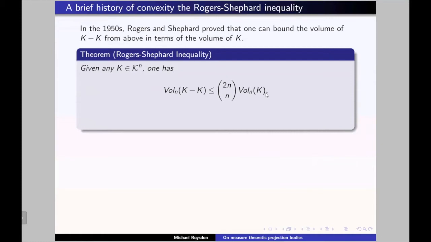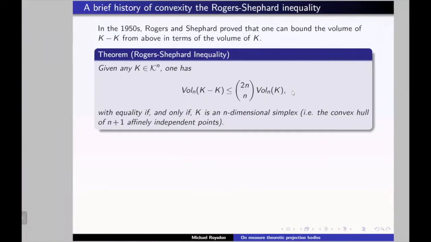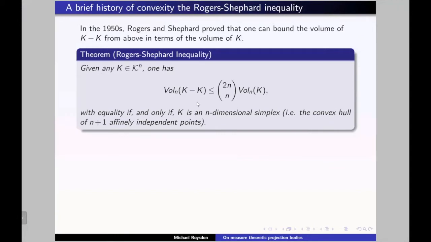And let me make a comment that the difference set is not always just the origin, right? If K is an origin symmetric convex set, say the Euclidean ball, if I take K plus negative K, you blow it up by twice. So it becomes the Euclidean ball of radius 2. So here, the volume of the difference body K minus K never exceeds 2n choose n times the volume of K. And in fact, there's equality here only when K is the n-dimensional simplex.